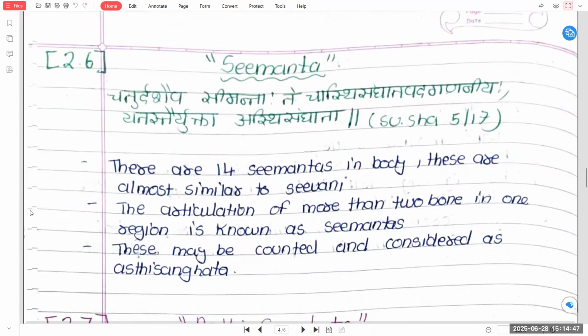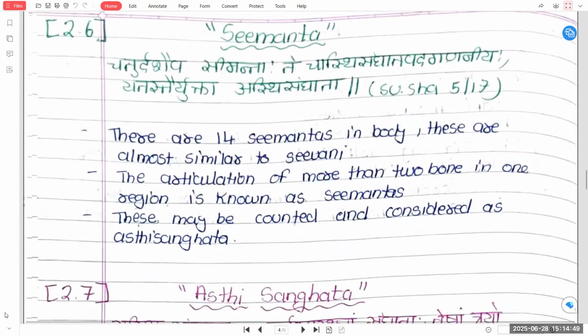The next definition we are going to see is about Simanta. What is Simanta?